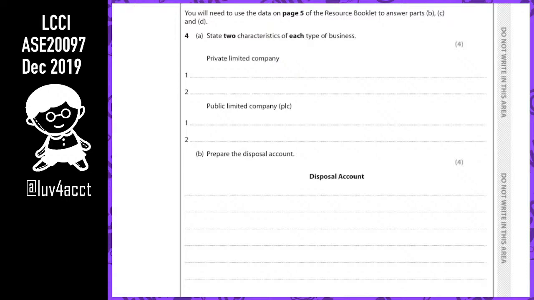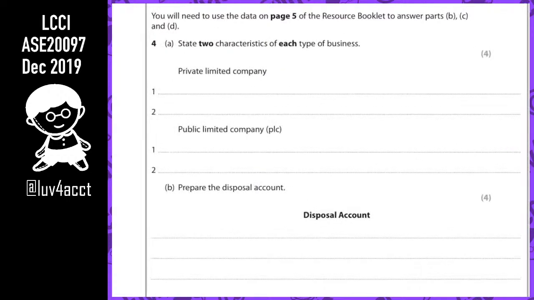So strictly speaking, in this question you are still allowed to give that, and it can be a point for both types of business, because you are not asked to compare them. So for both you can write, enjoy limited liability, the owners, the shareholders. But then I will skip that part. So, private limited company.